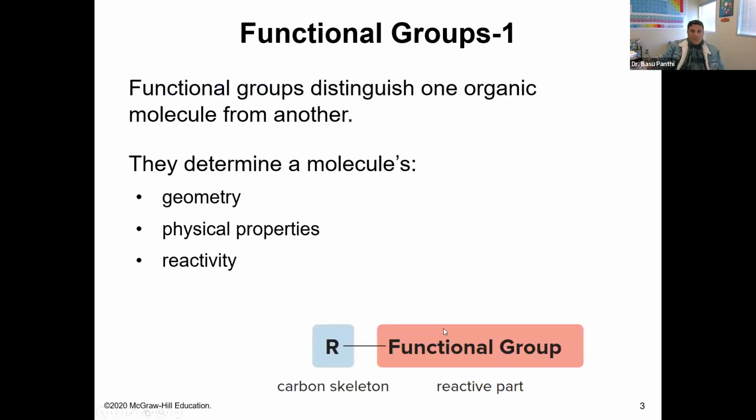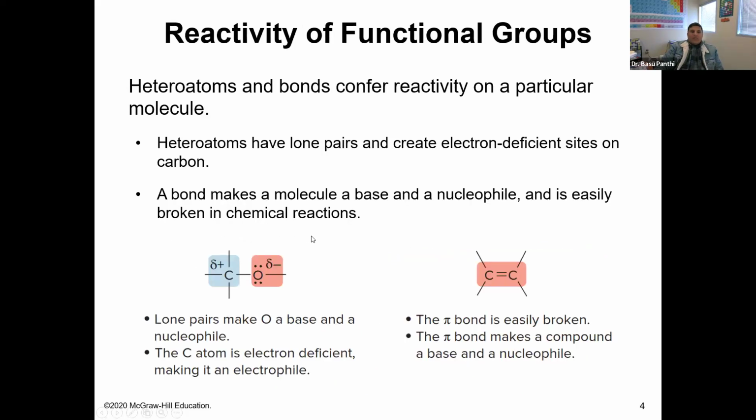The functional group distinguishes one organic molecule from another one. You'll have the long backbone, similar hydrocarbon, but at the end, that group is different. That's the identifying group or characteristic group. That's called the functional group. It will determine the geometry, physical properties, reactivity, and so on of the molecule. Okay. So reactivity: heteroatoms and bonds confer reactivity on a particular molecule.